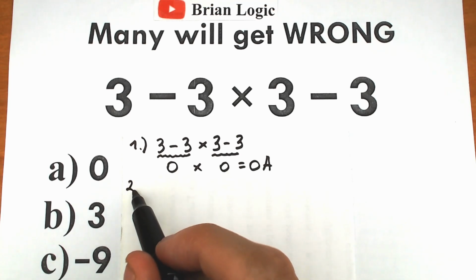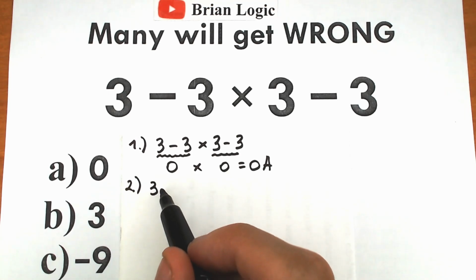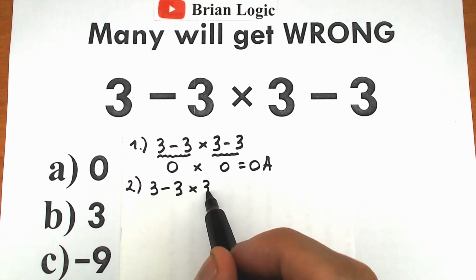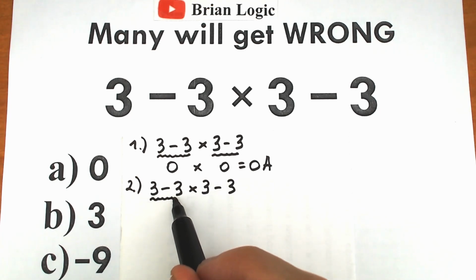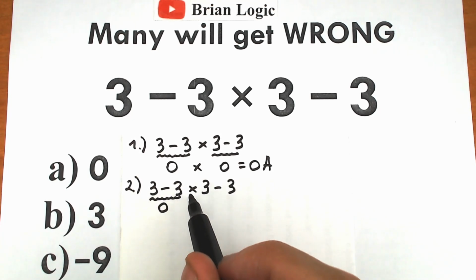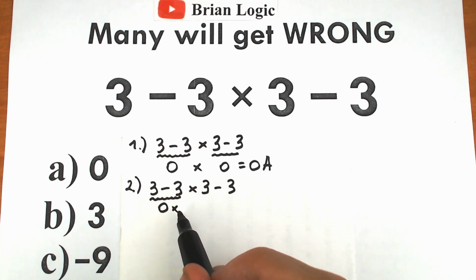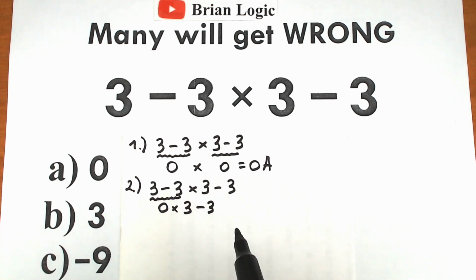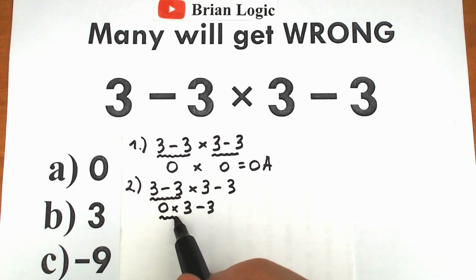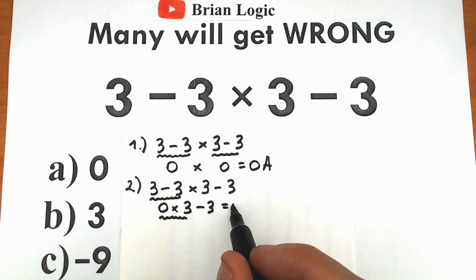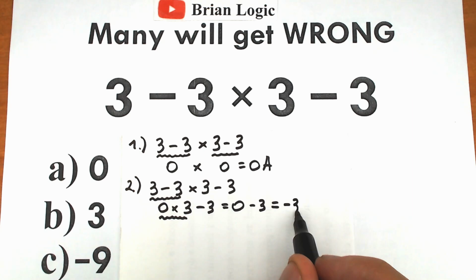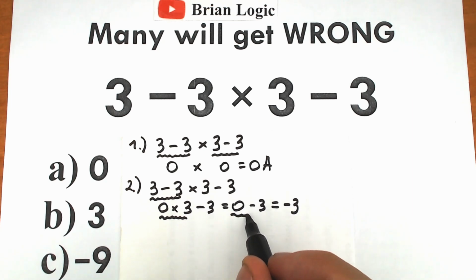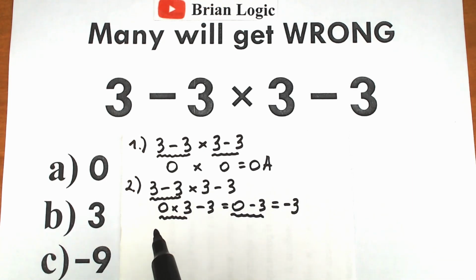In the second interpretation, I want you to look at this solution. So we have 3 minus 3 times 3 minus 3. A lot of students say, okay, right here we have 3 minus 3, which is equal to 0, and we still have this expression, so 0 times 3 minus 3. Okay, 0 times 3 gives us 0, and 0 times minus 3 equals minus 3. Okay, this is our second interpretation.